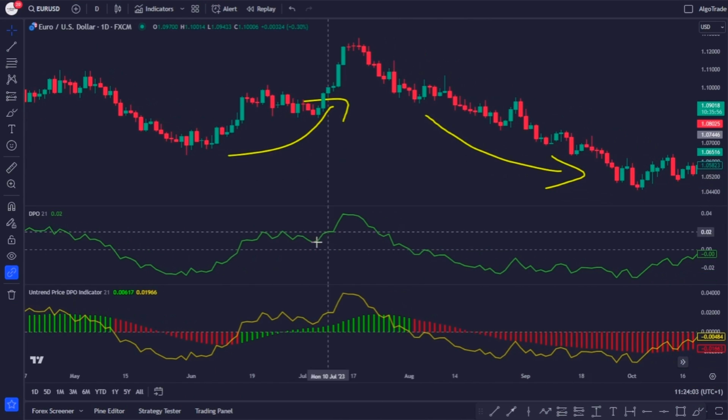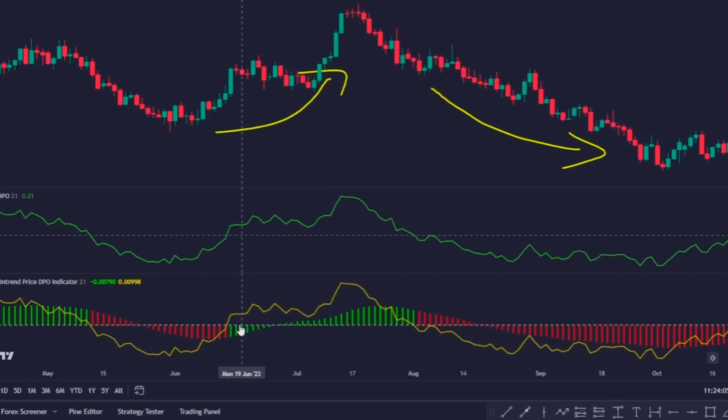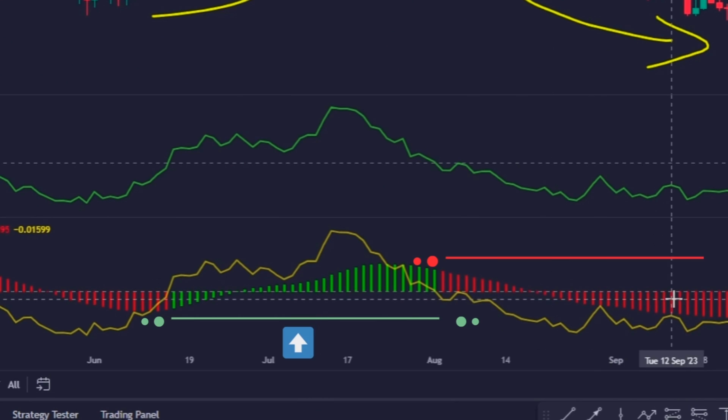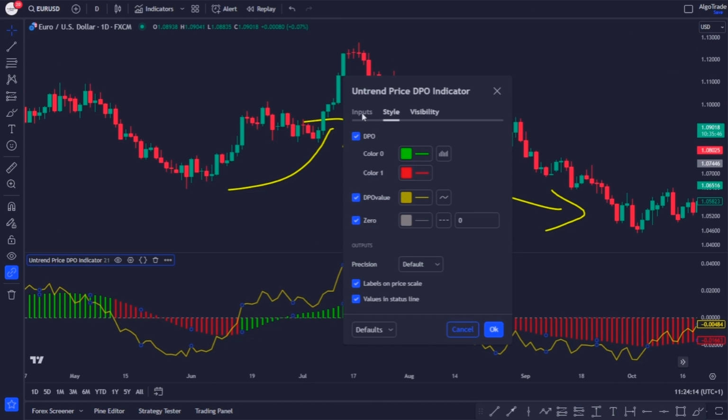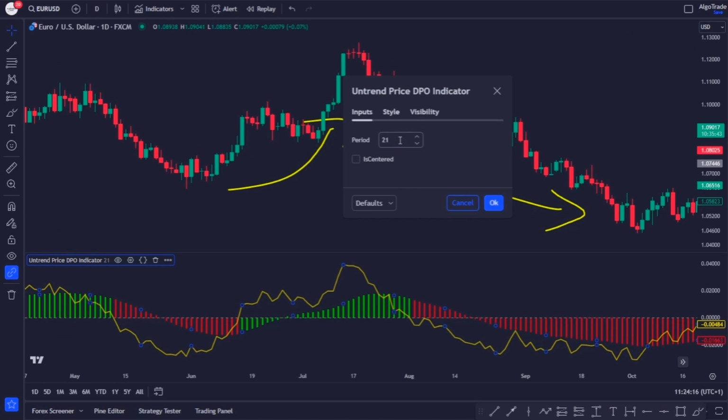In addition, by using the Untrend Price DPO, you get these green and red bars that help you visualize the trend better. And it will be this one I will use. By default, it has a period of 21, but I prefer to increase it to 27.